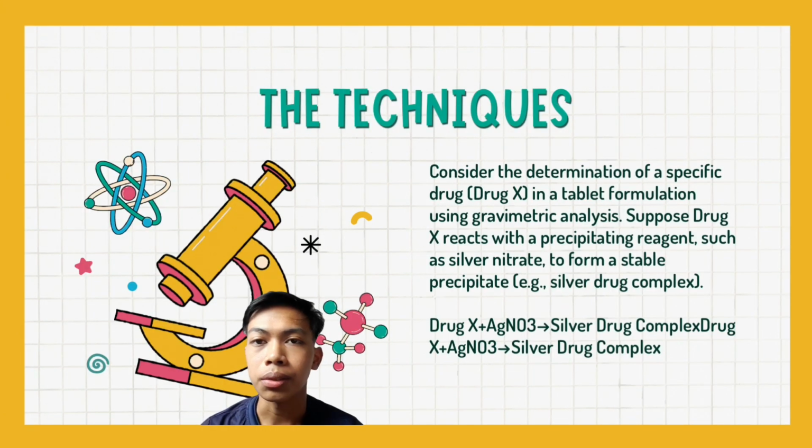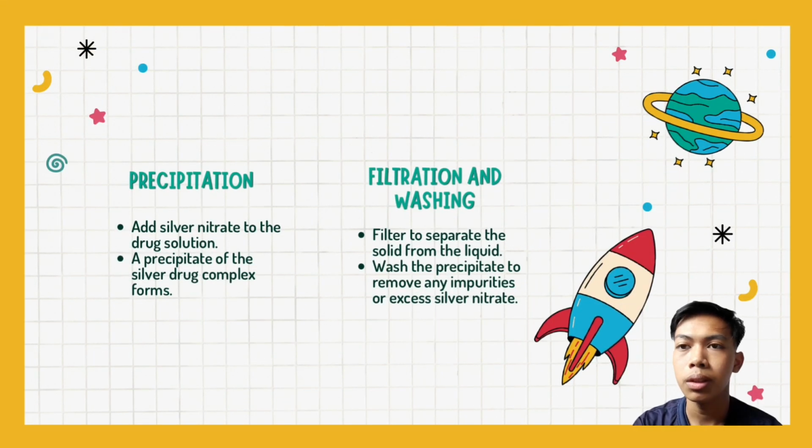The technique is to consider the determination of a specific drug X in a tablet formulation using gravimetric analysis. Suppose drug X reacts with a precipitating reagent such as silver nitrate to form a stable precipitate such as a silver drug complex. Below are the example steps of the reaction. For the first one, precipitation. Add silver nitrate to the drug solution and a precipitate of a silver drug complex forms.